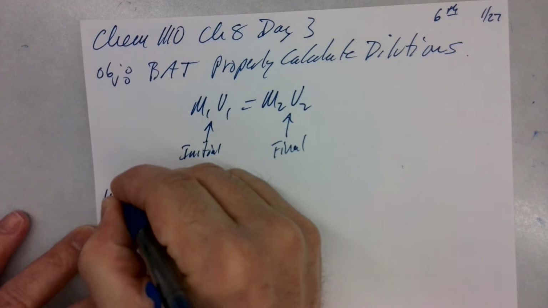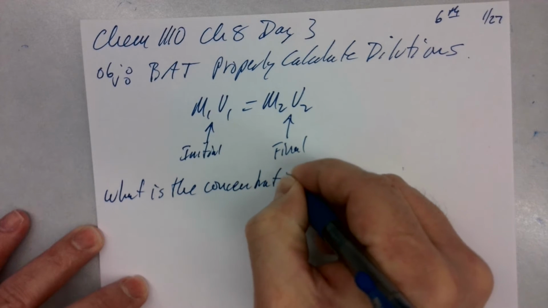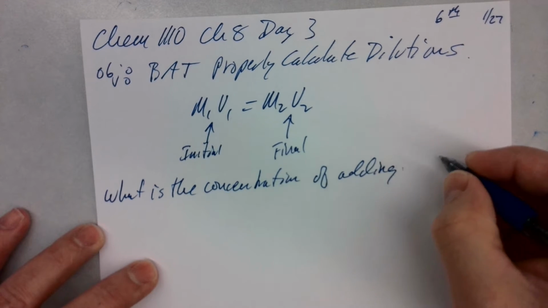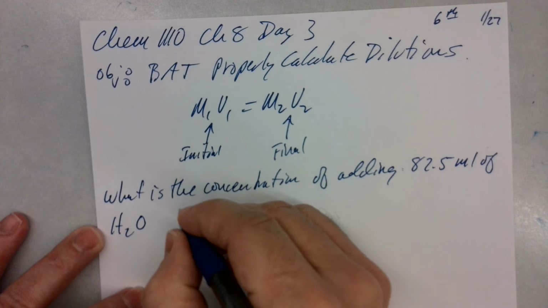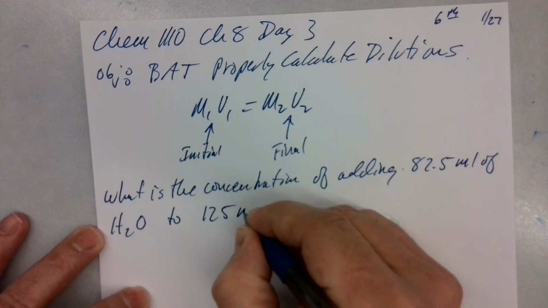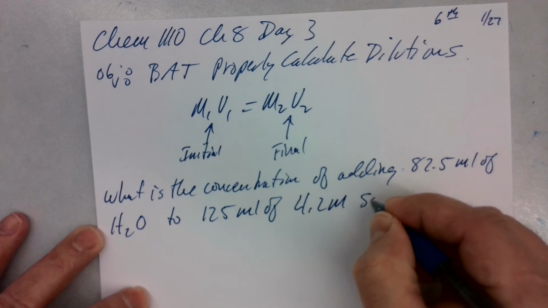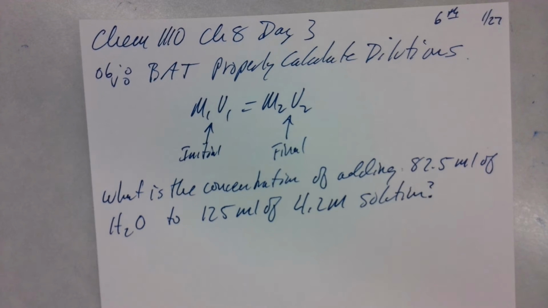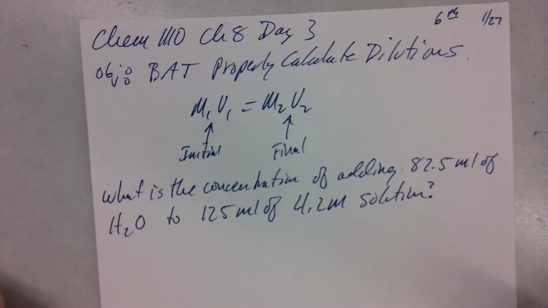And it says, what is the concentration of adding 82.5 milliliters of H2O to 125 milliliters of 4.2 molar solution? Okay? Now, that'd be a question mark. What you've got to do is you got to go through and figure out which one of these is M1V1, which one is M2V2, and kind of go from there, right?